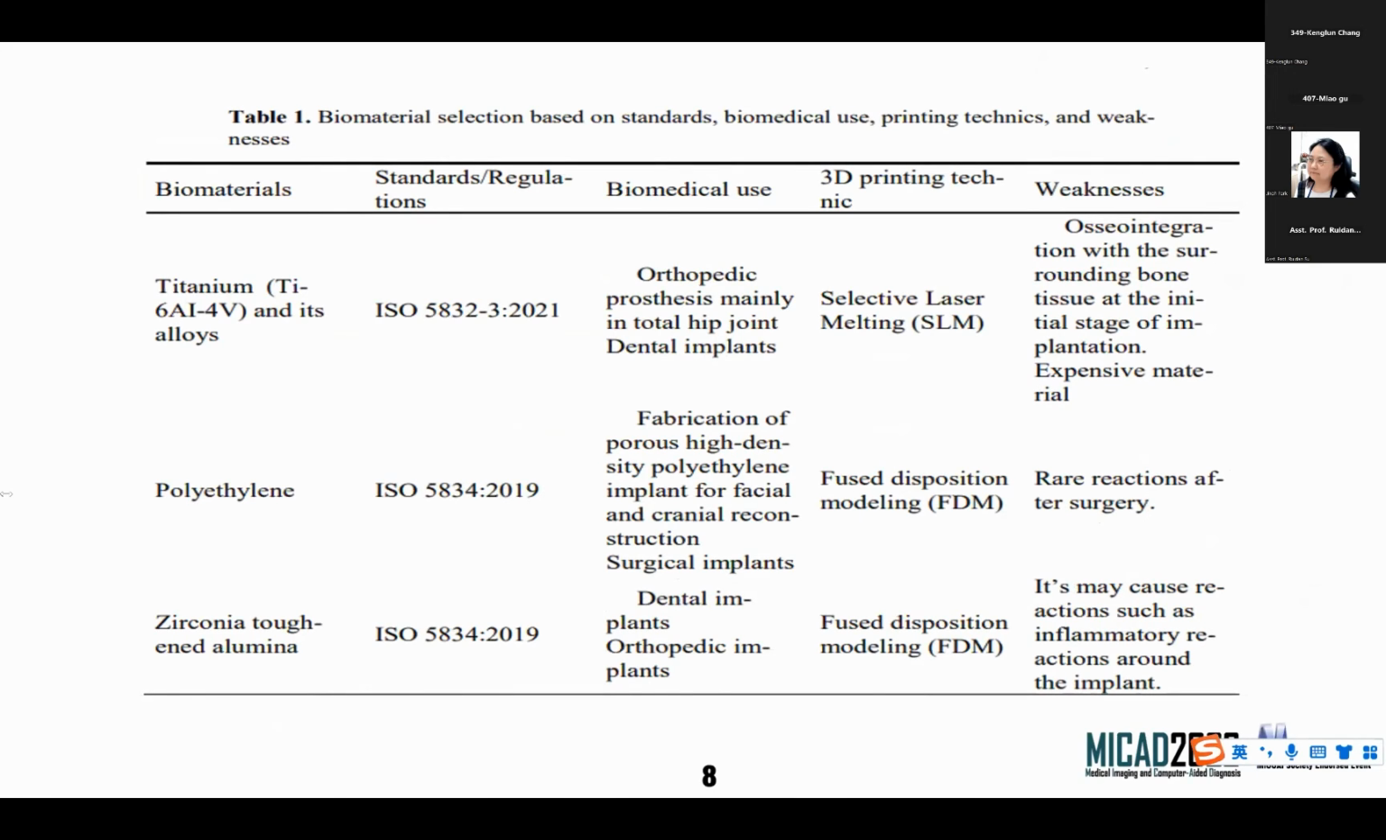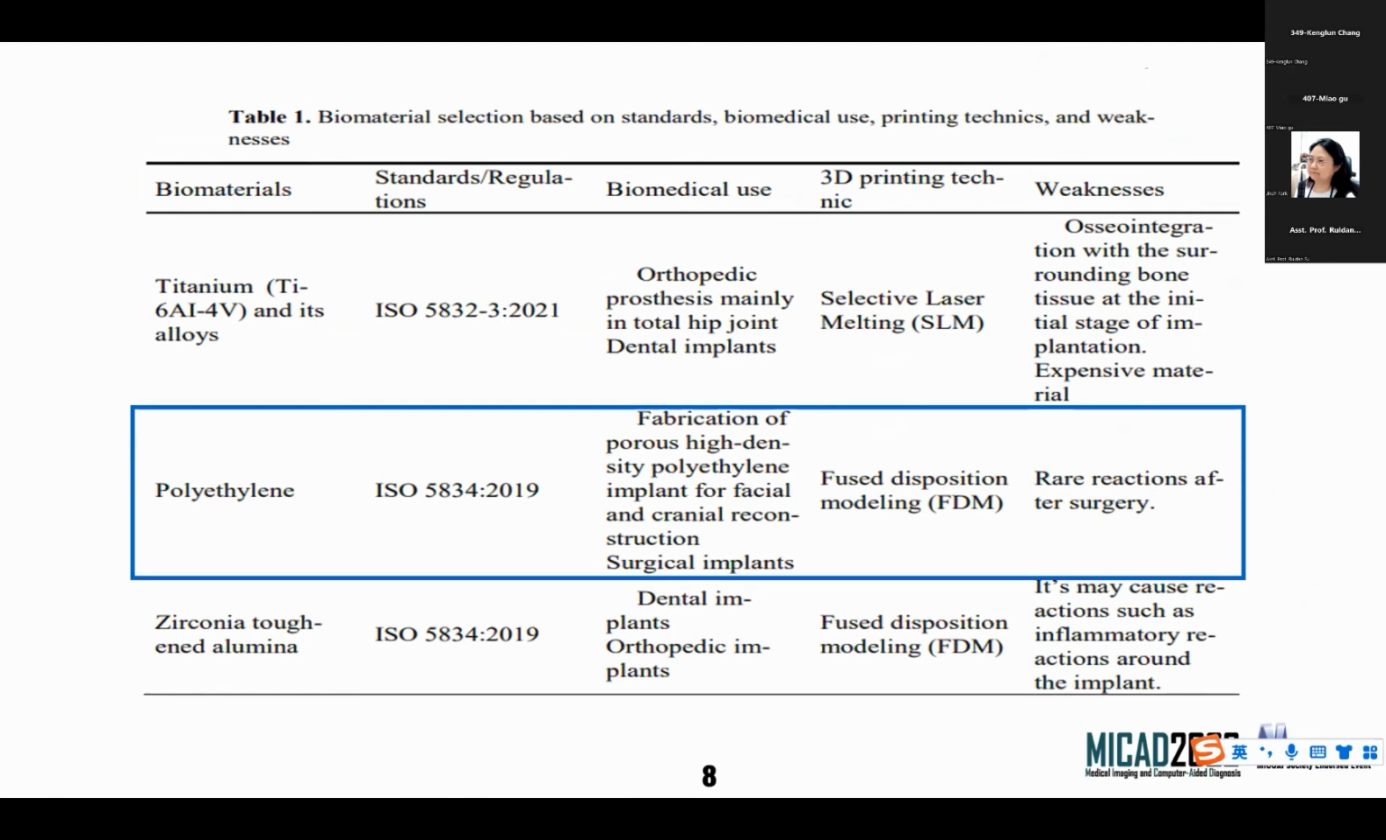This table summarizes all the compared aspects of the remaining biomaterials, and the best one was polyethylene. Polyethylene requires less investment compared to titanium in terms of biomaterial and 3D printing technique, and it also has fewer side effects compared to both remaining biomaterials.